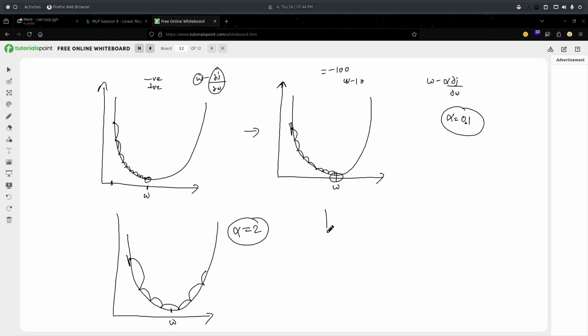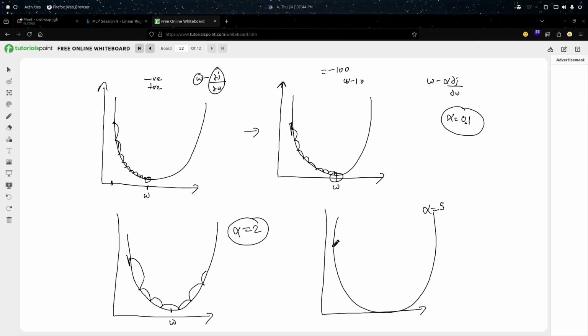Similarly, if we set a higher value, suppose alpha equals 5, and this is the parabola, and we started from here, then it will take very big steps and cross the minimum value, which should be somewhere here. So this is the problem of overshooting. That's why we have alpha as a hyperparameter.